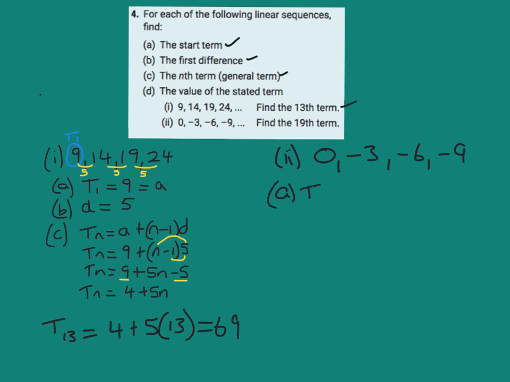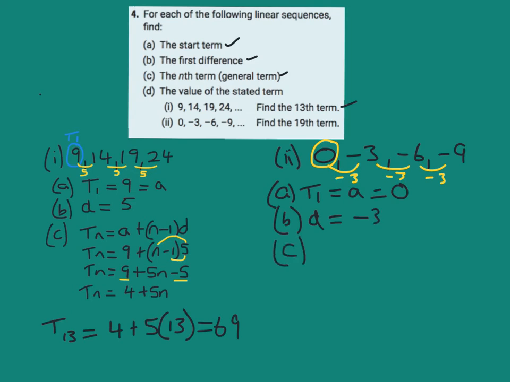So you have a, and we know that's T1, and that's also a, the first term, and in this case it's equal to 0 because 0 is my first term of this sequence. The second thing then is my difference, which we know is d in the formula. The difference between 0 and minus 3 is minus 3, minus 3 and minus 6 is minus 3, minus 6 and minus 9 is minus 3. So my difference each time is it's going down in 3, so minus 3.